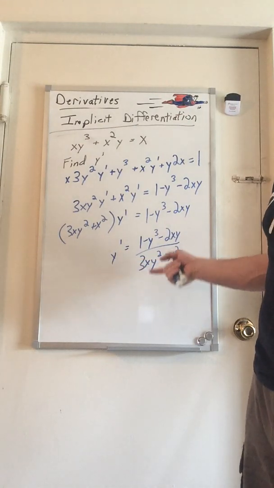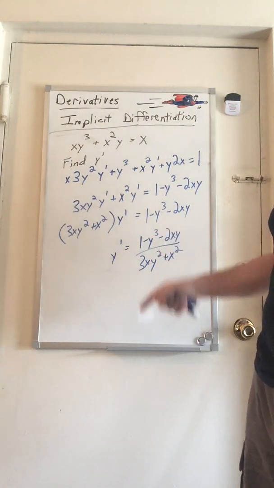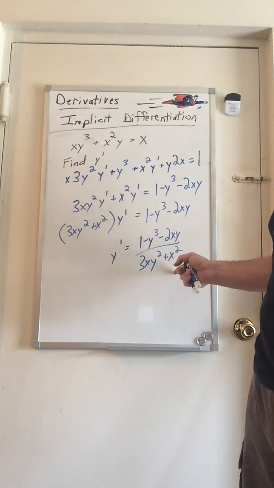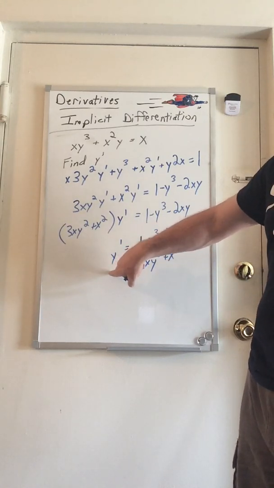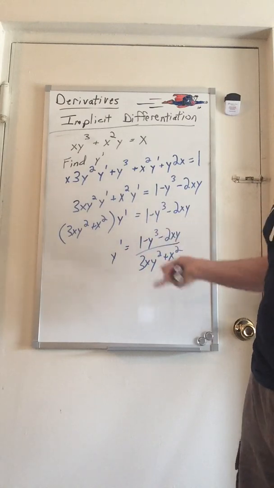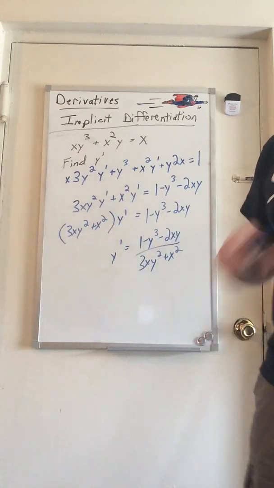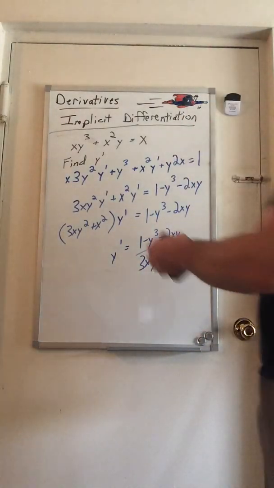Solve a problem and then plug stuff in. Either plug in an x and a y that you're given to get the slope at a point, or they give you the slope, the y prime, and you find the x's and the y's that make it work. So be aware, there's more you can do with this.